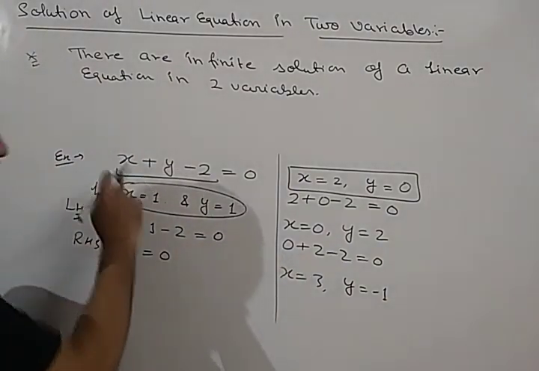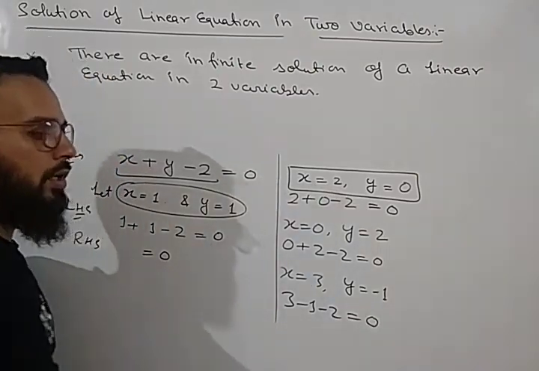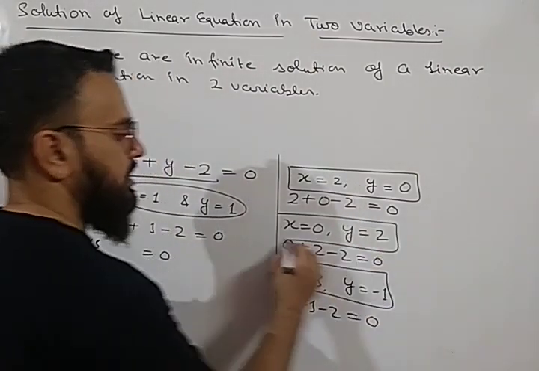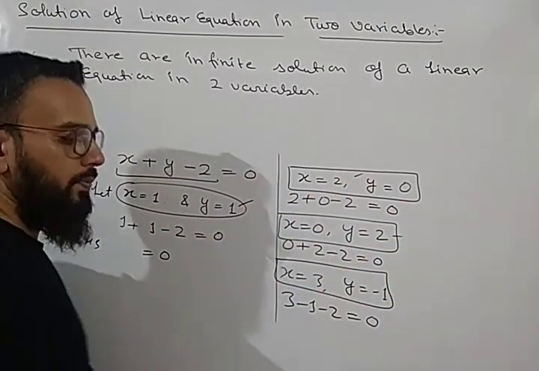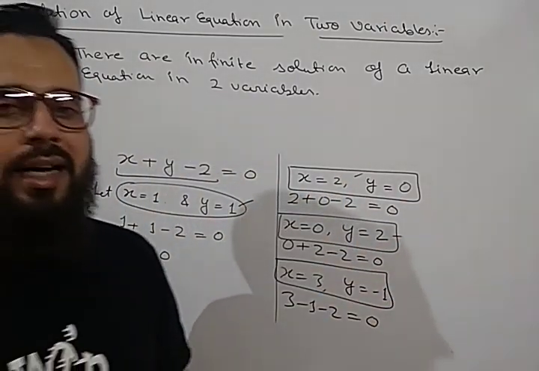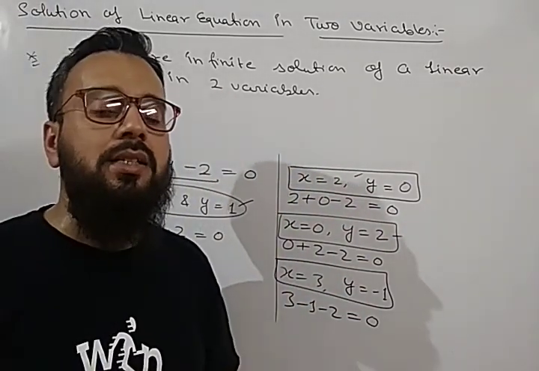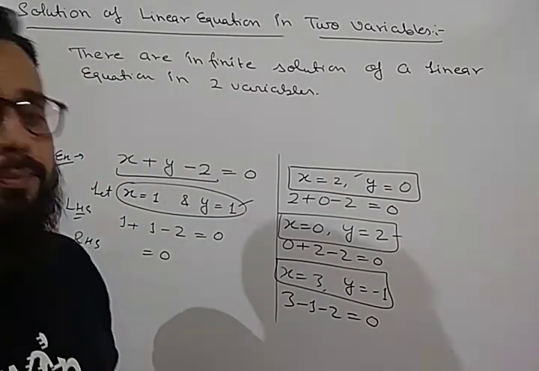Okay, then you can check it. It will be 3 - 1 - 2, that will be equal to 0. So this is also a solution of this equation. So you can see here, this is the first solution, second, third and fourth. So there are different solutions, and I told you there are infinite number of solutions in a single linear equation in two variables. Okay.